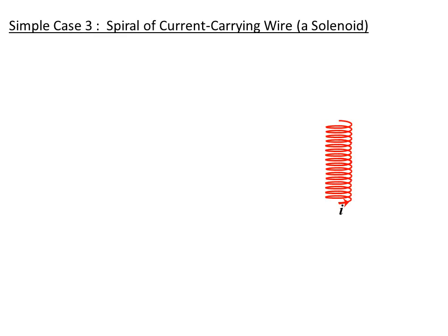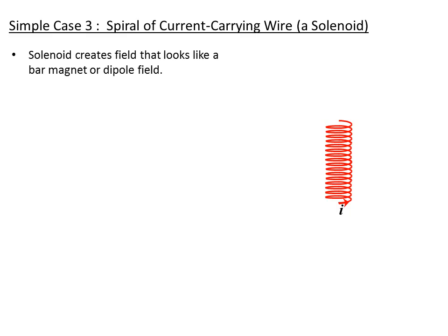Our third simple case looks at a spiral of current carrying wire. This is known as a solenoid. It's shown below as a red spiral with a current flowing in it. And the solenoid creates a field that looks like a bar magnet or a dipole field, similar to that of a single loop of wire.